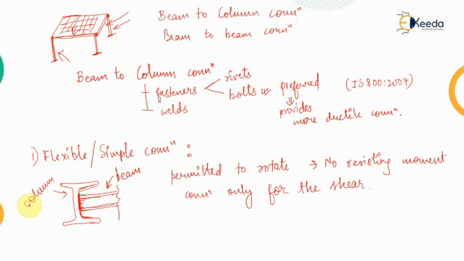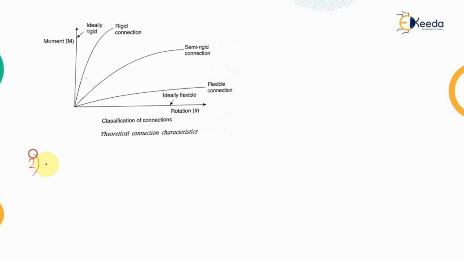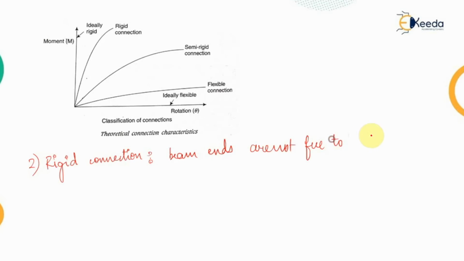Now the second type of connection in the beam to column connection can be of rigid type. So the second type of connection that can be provided in the beam to column connection is the rigid connection. So rigid connection, as it is also understood from the name itself, means the connection has to be designed in such a way that the beam ends, that means the connection connecting the steel elements, are to be designed in such a way that the beam ends are not free to rotate. There is no permission to rotate for any member.